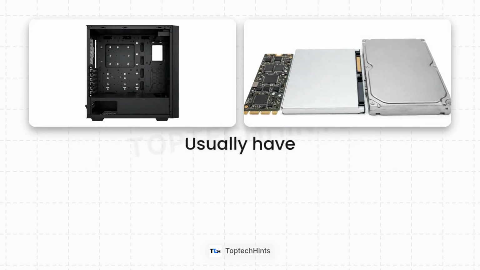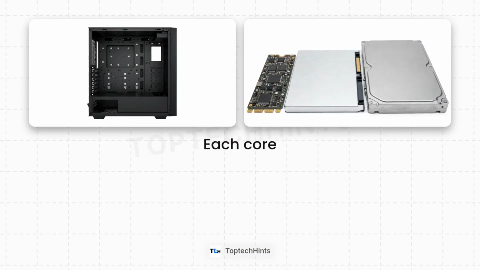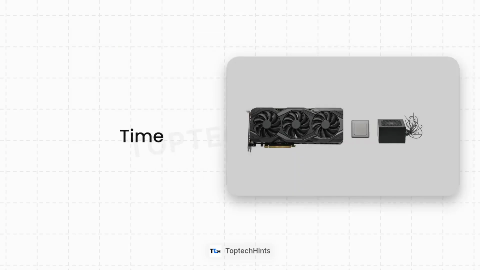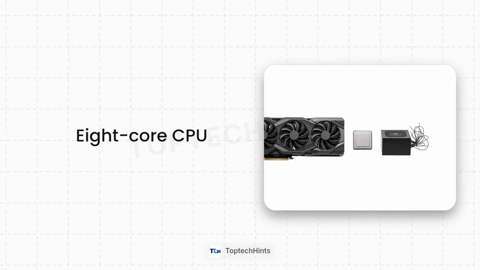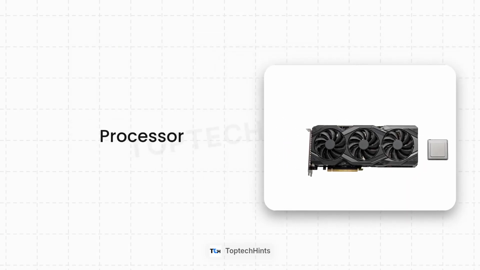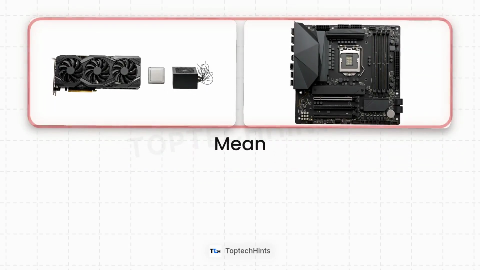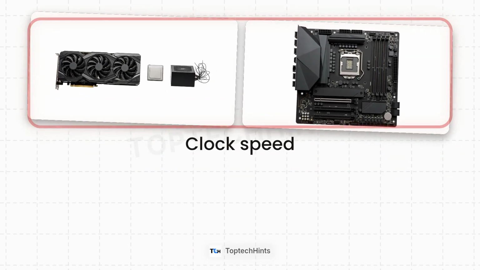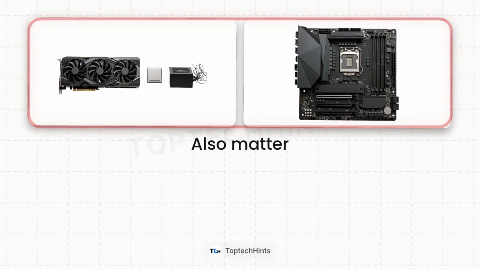Modern CPUs usually have multiple cores. Each core can work on different tasks at the same time. That's why a modern 8-core CPU can handle heavy multitasking much better than an older dual-core processor. But more cores don't automatically mean a faster computer. Clock speed, architecture, cache, and efficiency also matter.